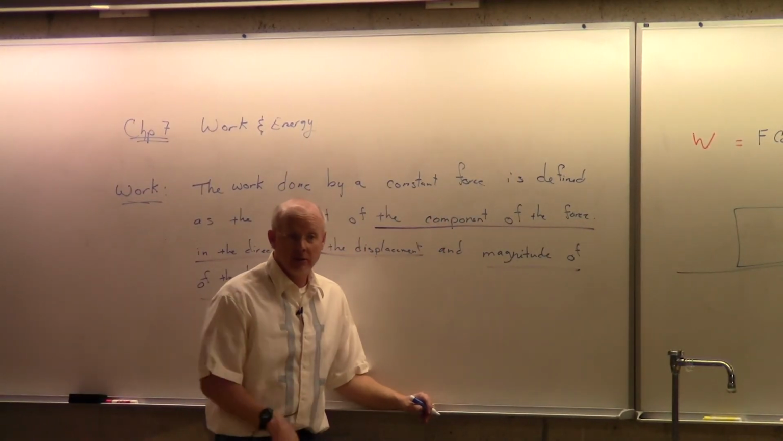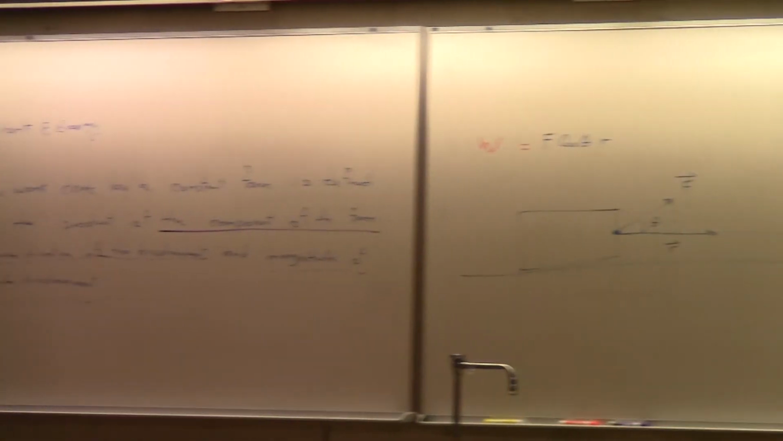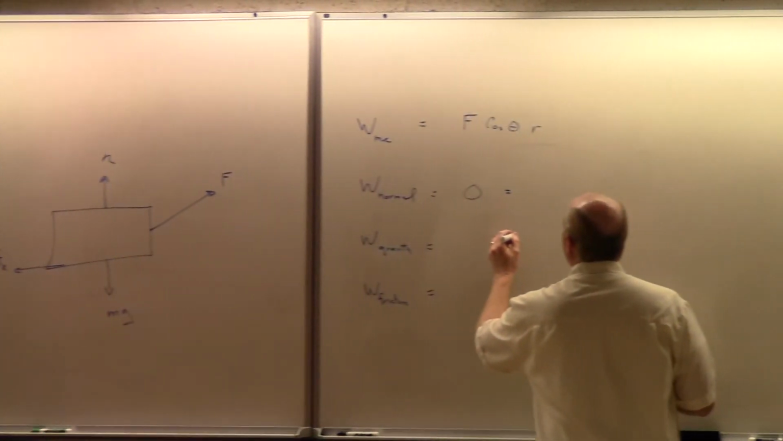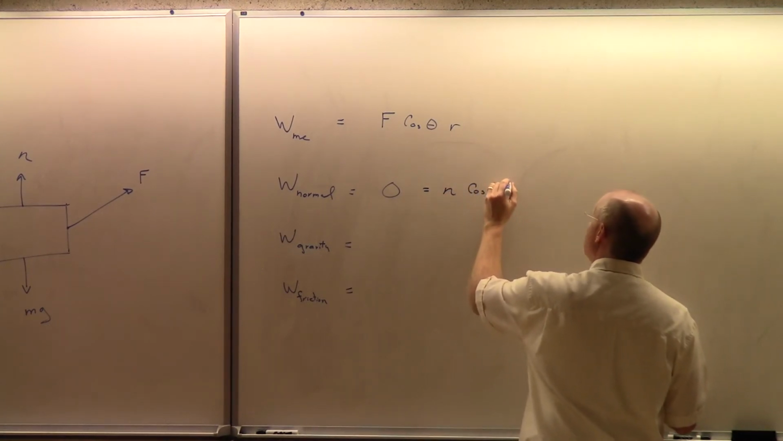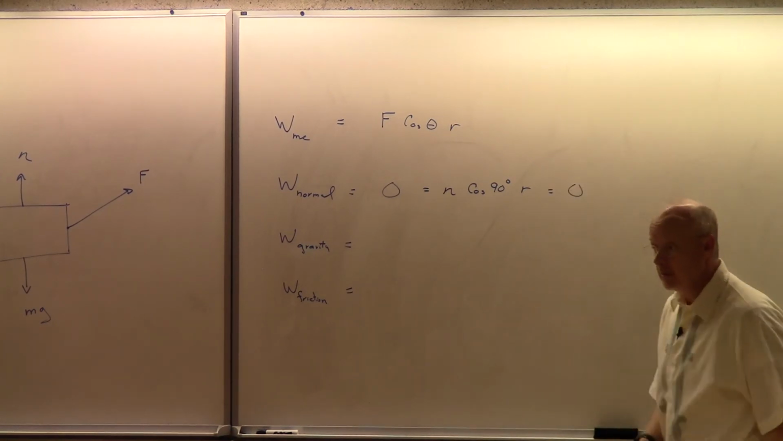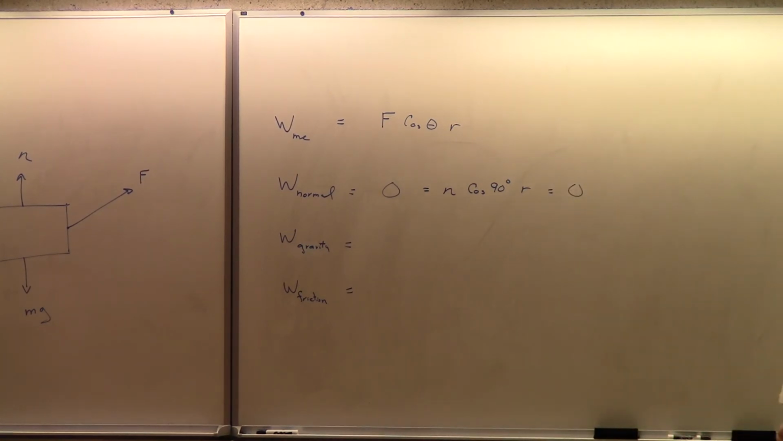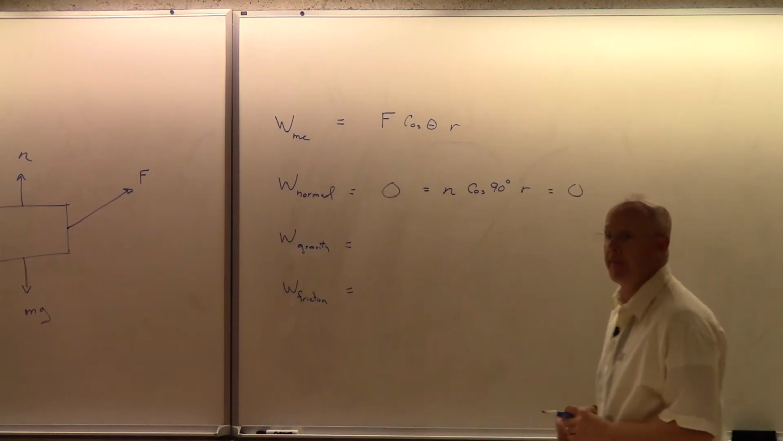So how much of the normal force is horizontal? None. Right? Now, if you prefer, I guess you could write this as normal force times cosine of 90 degrees times r. But isn't that 0? Right? So you're right, it's 0. As it should be. Right?